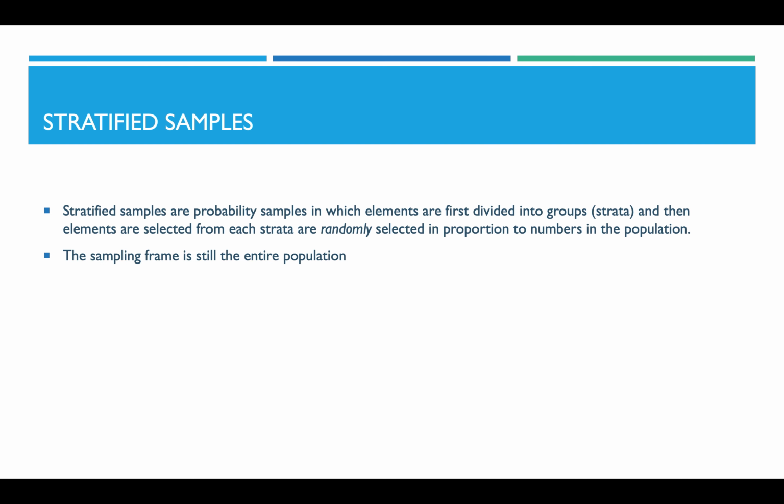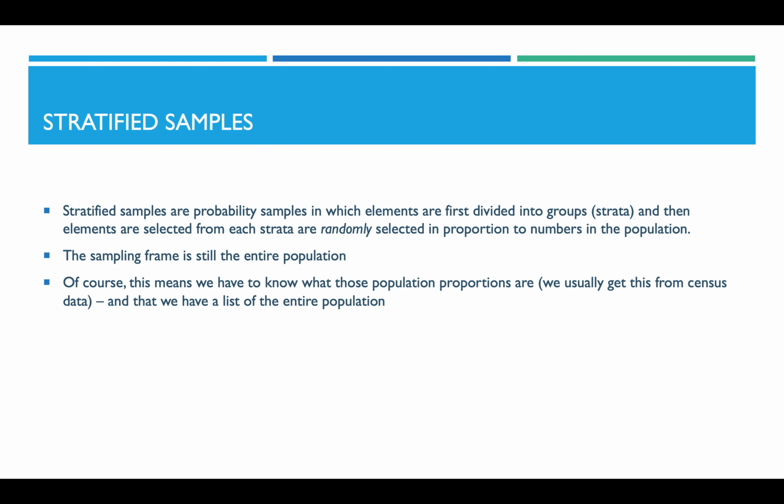So here again, the sampling frame is still the entire population. It assumes that we have that list of all different elements. And it also assumes that we know what the population proportions are. Again, we usually get this from census data, but as we've discussed before, census data can have its own unique sets of issues. Nevertheless, this approach lowers the probability that certain small groups in the population will be excluded from our sample.